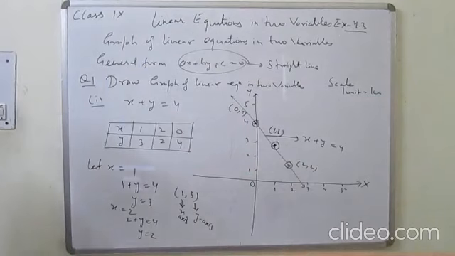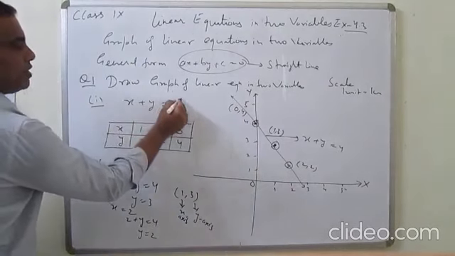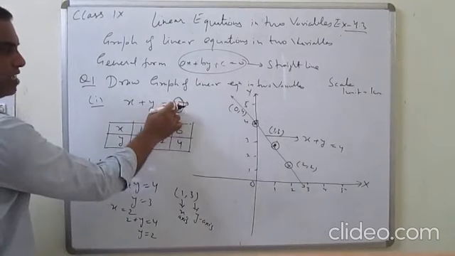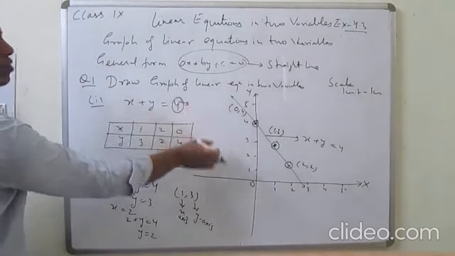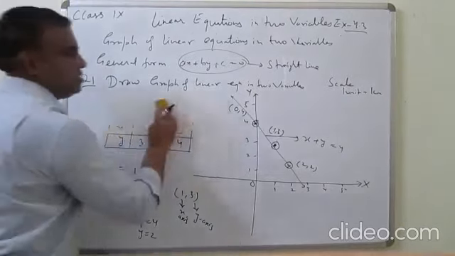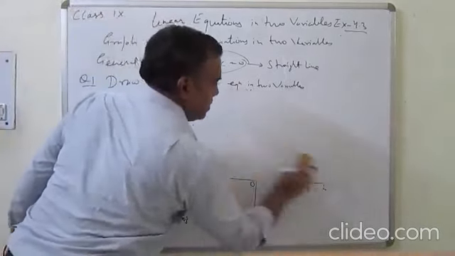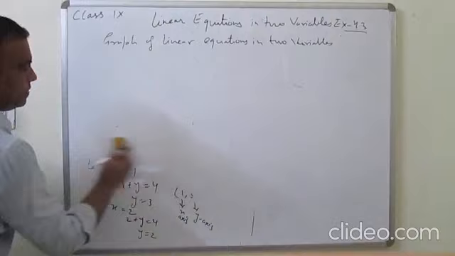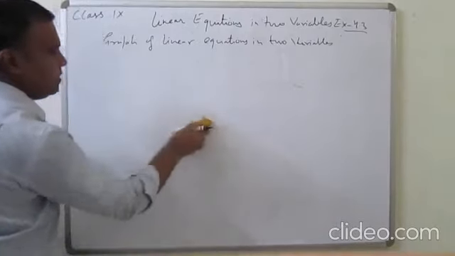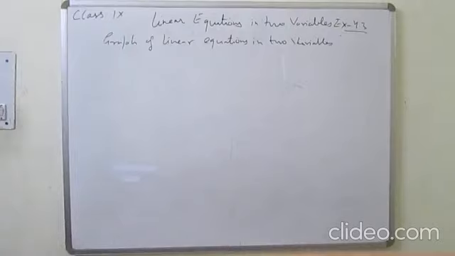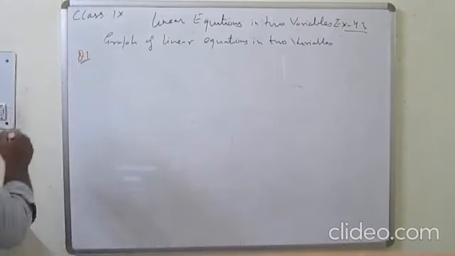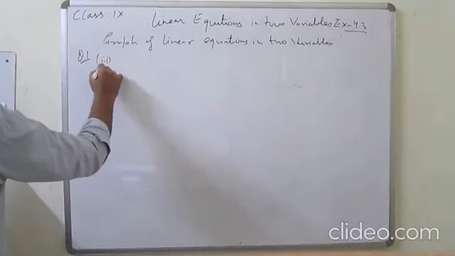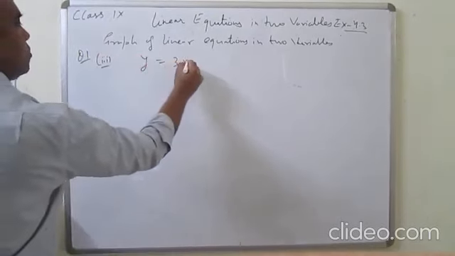Now I will take another part. Suppose constant is not given to you. अगर constant नहीं दिया हुआ है, if the constant is not given to you, the line passes through the origin. I will take that case. Question 1, third part. y is equal to 3x.